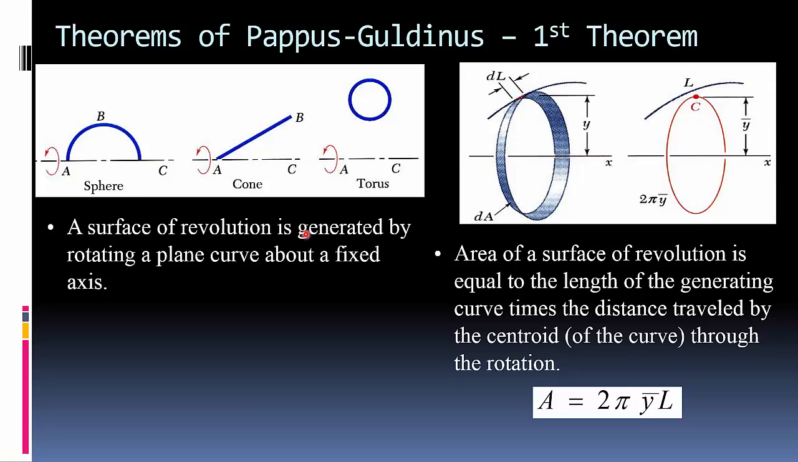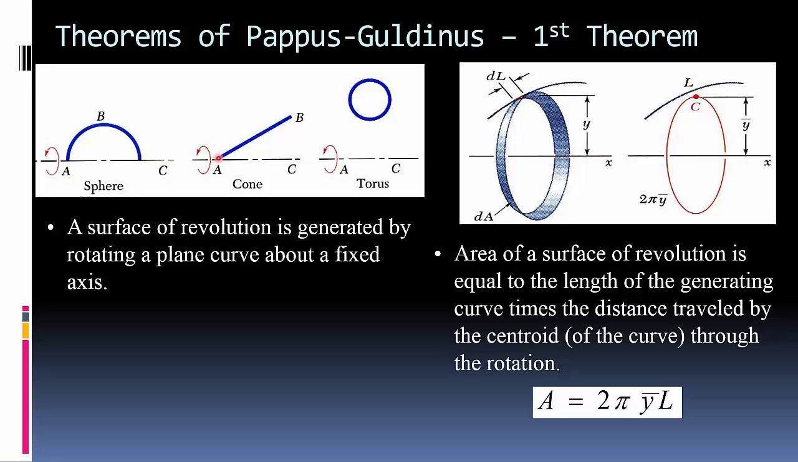So what the theorem of Pappus-Guldinus says is that the area of the surface that you create by doing this is equal to the length of the generating curve. Okay, so here, let's look at this cone. You have a line, that's the curve that you're going to use to generate a cone. It's going to come around and create a cone, right? So the area of the cone is going to be the length of the generating curve, times the distance traveled by the centroid of the curve through the rotation.